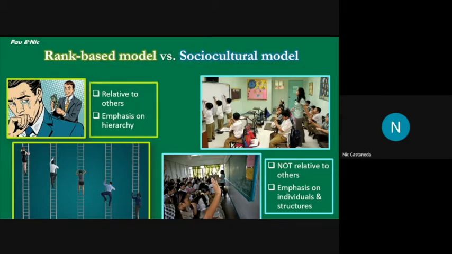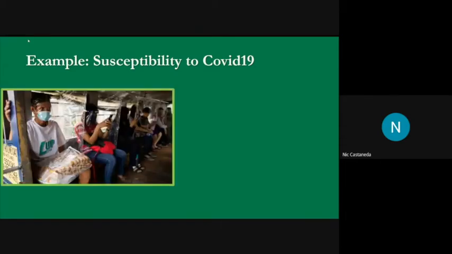So just to show the differences, we thought of an example that is somewhat familiar. Let's say we try to understand susceptibility to COVID-19 using the rank-based model. It shows the resources relative to those who have more resources than you or less resources than you to avoid infection. There's a comparison, an acknowledgement that there are differences in susceptibility to COVID because of your social class.